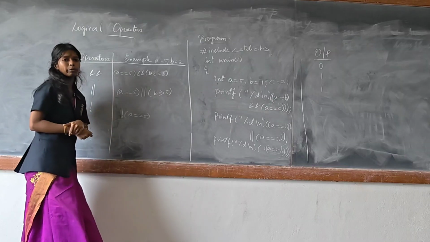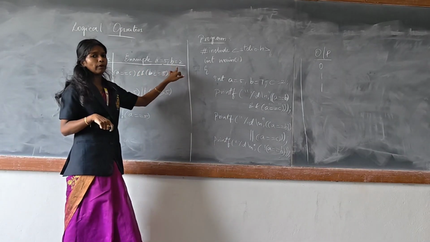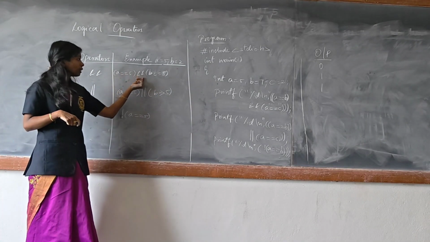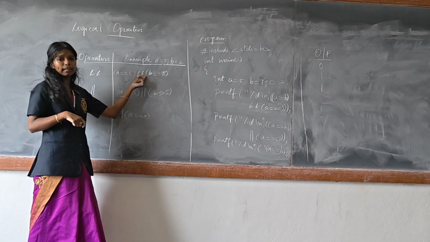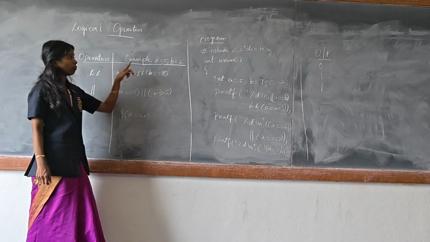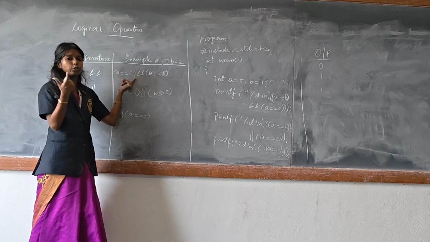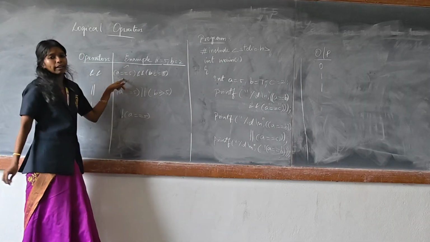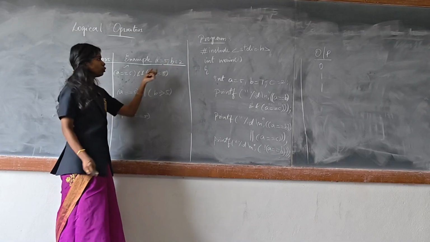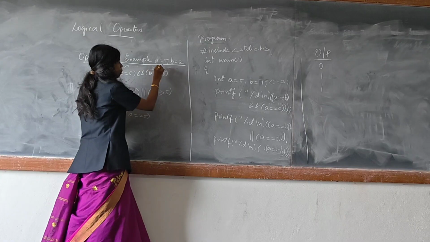So here we can see one small example. I have assigned the value a equal to 5 and b equal to 2. First I have given the condition a equal to 5, ampersand, the logical AND operator, then b equal to 5. The value of a is 5, right? So 5 equal to 5, the condition is true. So the first condition is satisfied. The second condition, b equal to 5. The b value is 2. So 2 equal to 5? No. So this condition is false.